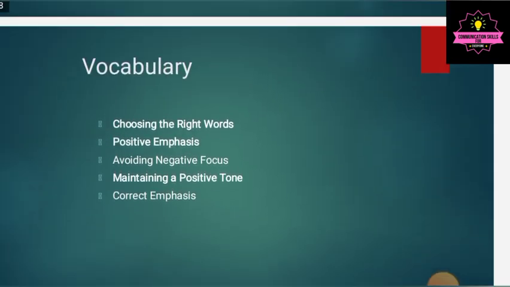And understanding and effectively using body language and paralanguage along with appropriate vocabulary and emphasis can significantly develop the impact of professional presentations. By mastering these skills, speakers can engage their audience, convey their message more effectively, and achieve their communication goals.